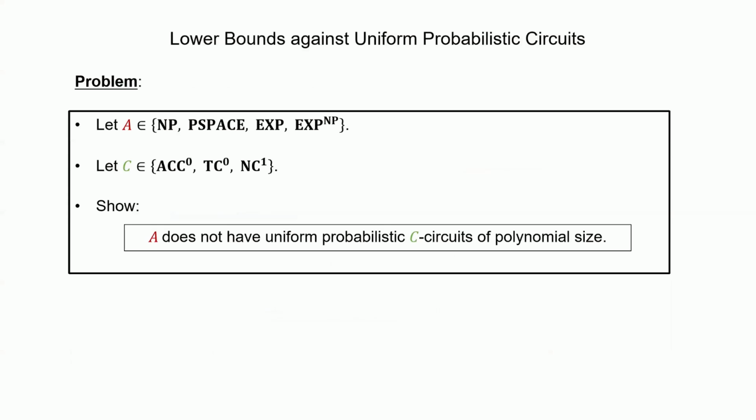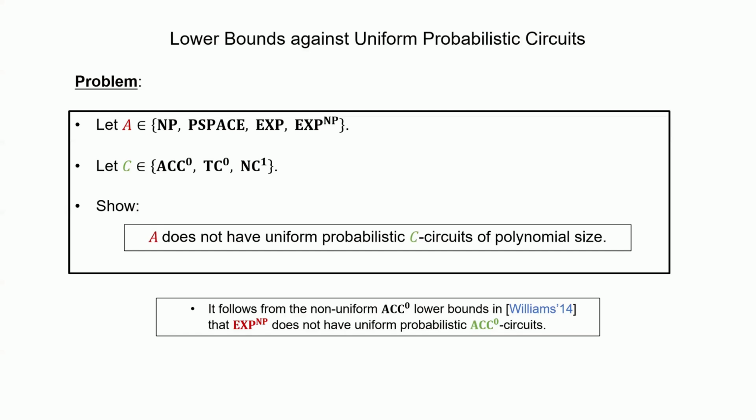Now again, let A be a complexity class that is one of NP, PSPACE, EXP, or EXP with NP oracle, and let C be a circuit class such as ACC0, TC0, or NC1. The problem is to show that A does not have uniform probabilistic C circuits of polynomial size. As mentioned earlier, for almost all choices of the complexity class A and the circuit class C listed here, the corresponding question remains open. One exception is for EXP with NP oracle and ACC0. It follows from the non-uniform ACC0 lower bounds by Williams that EXP with NP oracle does not have uniform probabilistic ACC0 circuits.